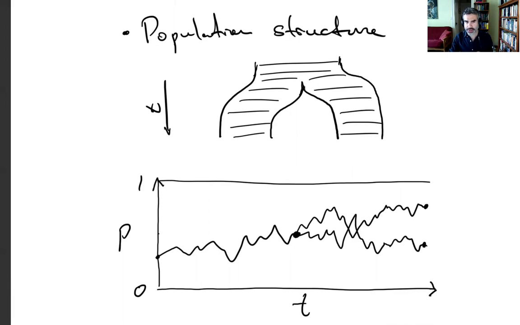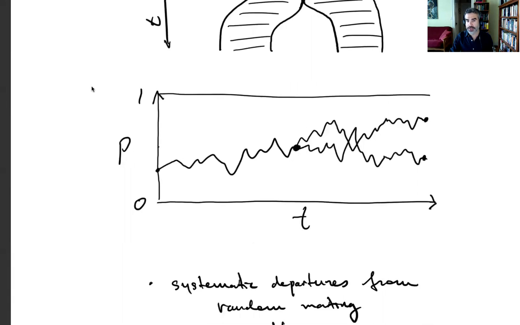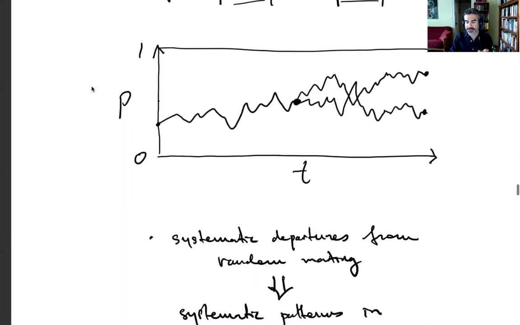So population structure, which we might define very generally as any systematic departure from random mating, thus results in systematic patterns in allele frequencies.